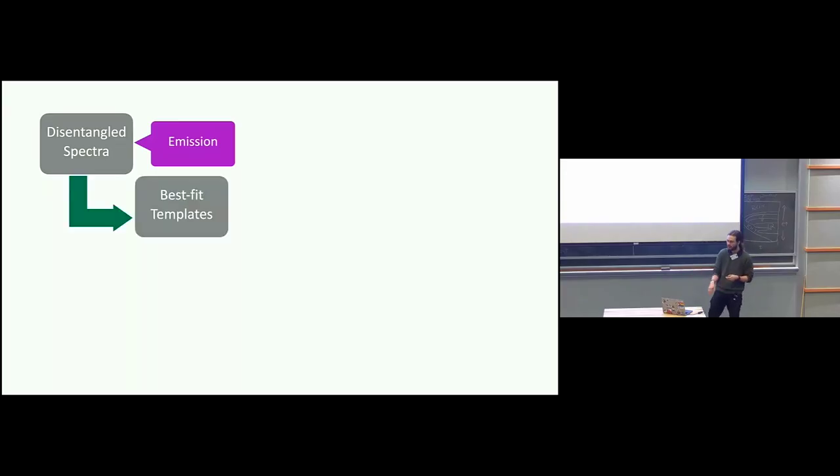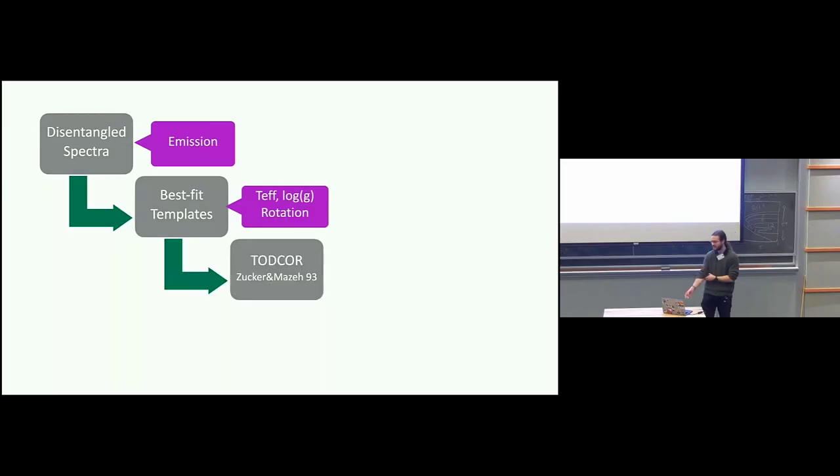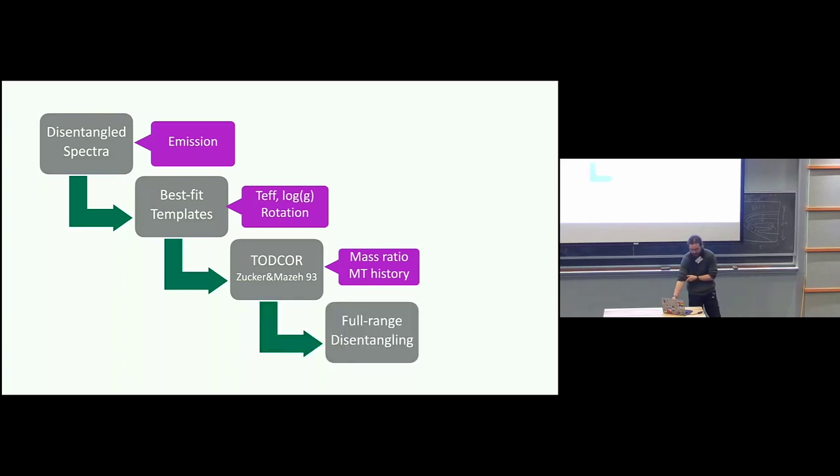So procedure-wise, we disentangle our spectra, and these disentangled spectra immediately let us see if we have some sort of emission feature going on in our Balmer series. We then try and fit templates to the individual decomposed spectra, and that will give us information about the stellar parameters: the temperature, surface gravity, and very importantly, the rotation rate. When we have done that, we use these templates to do a 2-dimensional cross-correlation using the TODCOR algorithm, and this, as we'll show in a moment, will give us an independent measure of the mass ratio of the 2 components, which will let us then assess the mass transfer history if we combine it with a period. And then we do disentangling over the whole spectral range.